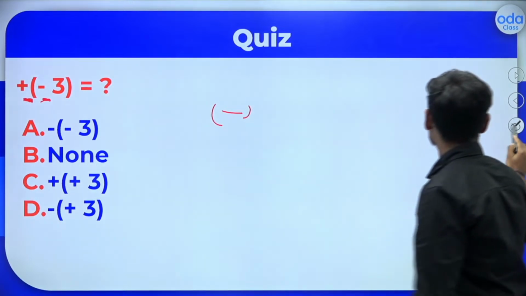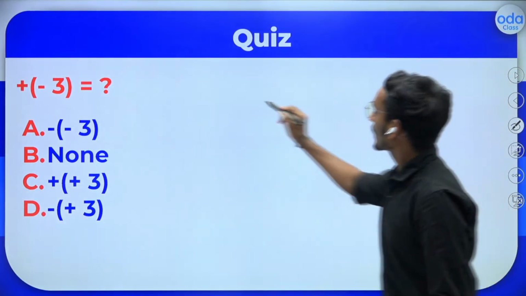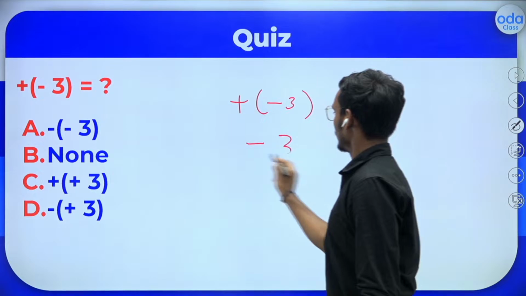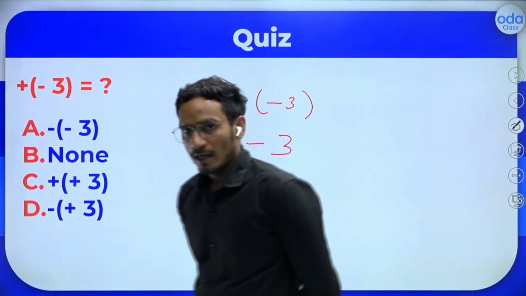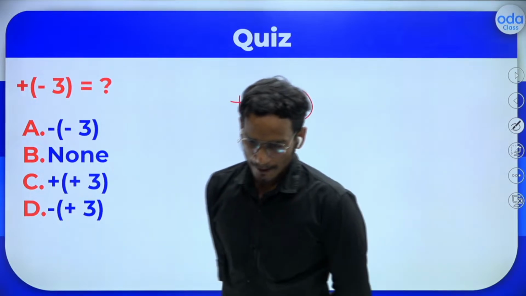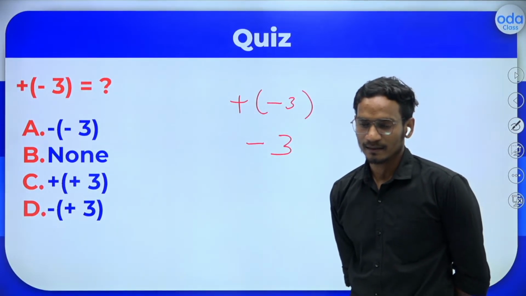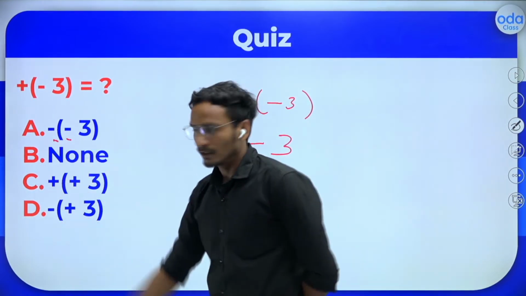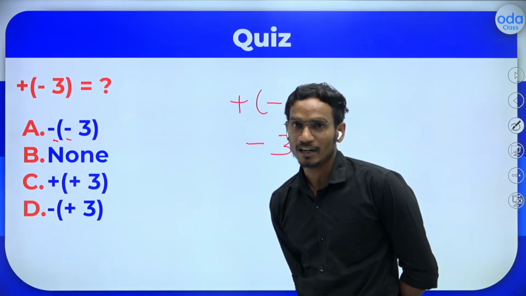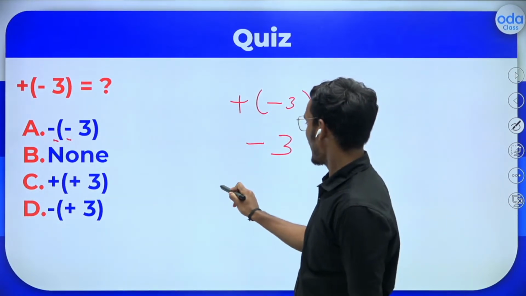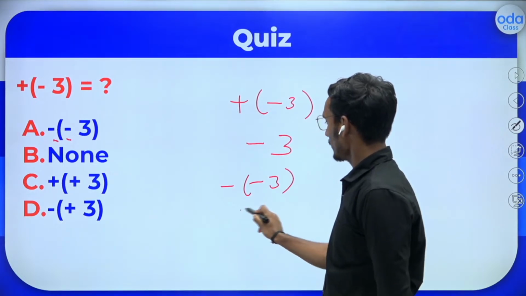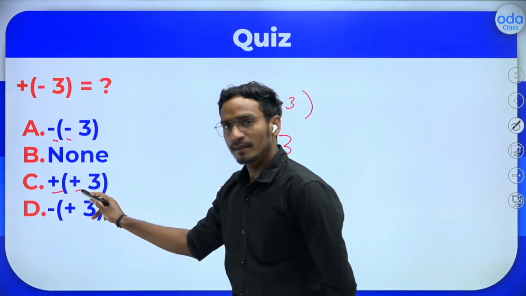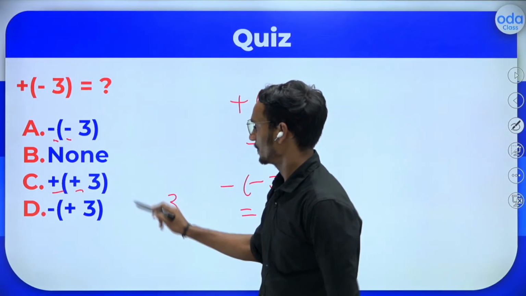So it means that, इसका क्या मतलब है? Plus minus 3, it will be minus 3. I hope this is clear to everyone. Plus minus 3 is equal to minus 3. And when there are two negative signs together, it means it will be positive. So minus minus 3 is equal to plus 3. Plus plus, same thing, it will be plus 3 only.